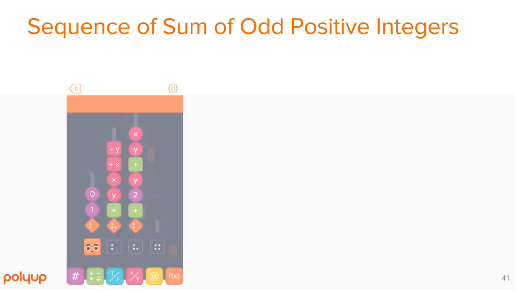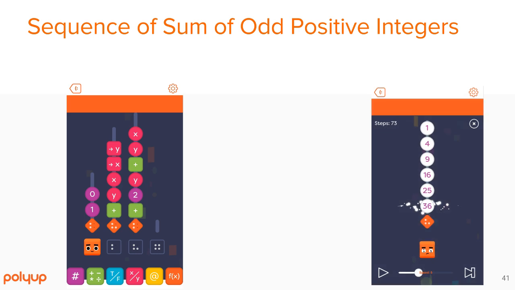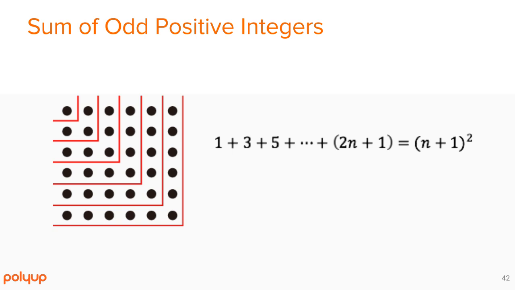Here we have another loop that produces a sequence of numbers. The inputs are the sum of all odd numbers up to n and n itself, and the outputs are two copies of that sum plus the next odd number, as well as a copy of the next odd number. Running this loop will give us a familiar sequence. Why is that? If we split a square into layers, you can see that each layer contains two more dots than the previous one. So if we start with 1 and add each new layer to the previous ones, we get the sequence of square numbers.